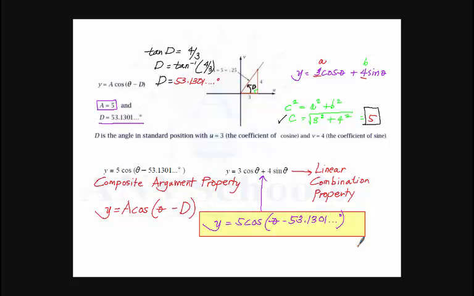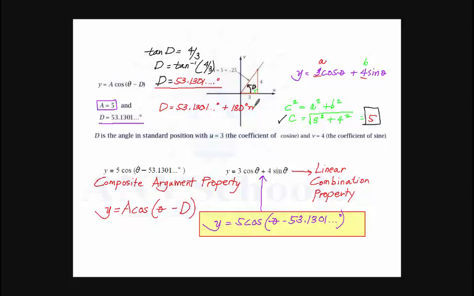But in this case, the general solution for D should be equal to 53.1301, as per the general solution formula for arctangent, plus 180 degrees n. Okay, but we only want the first quadrant here, so we have to set n equal to 0 so that D terminates in quadrant 1. It doesn't have any coterminals.